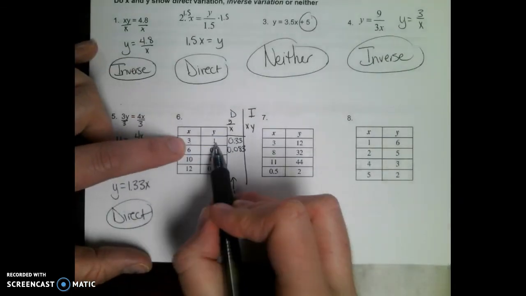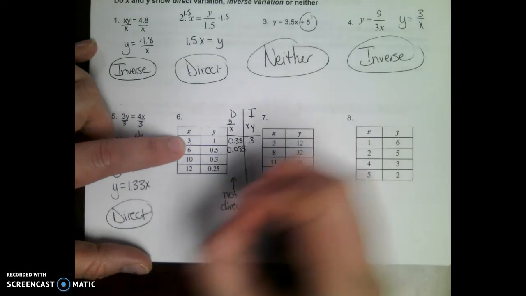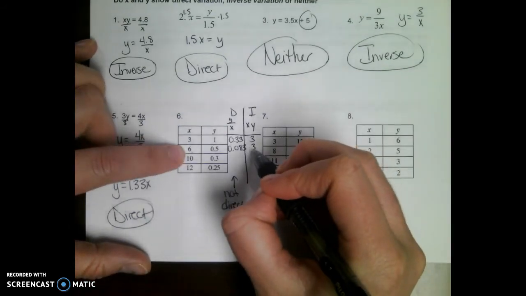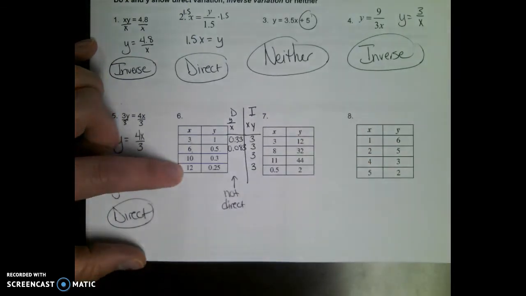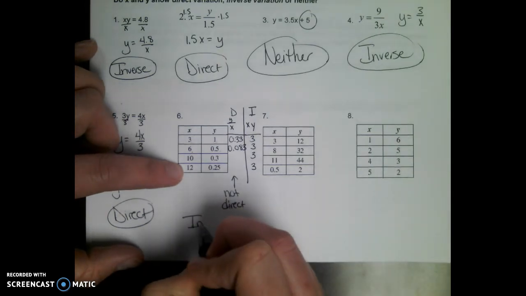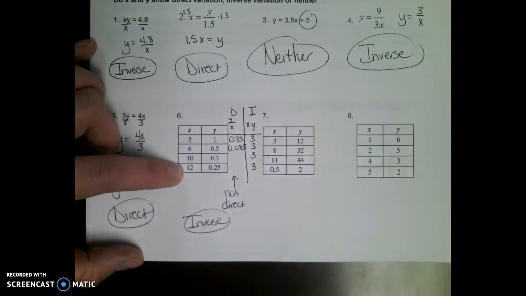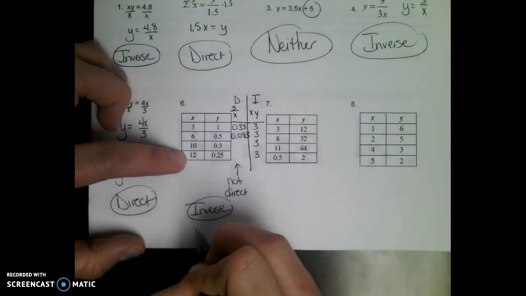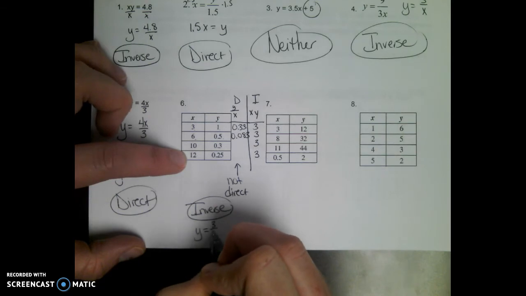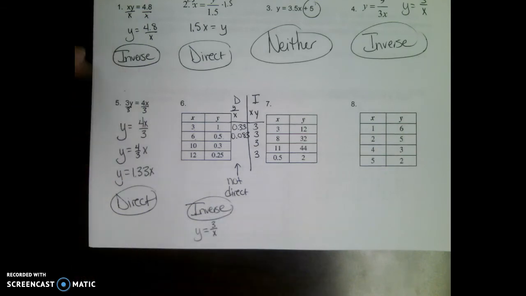So what is 3 times 1? What is 6 times 0.5? How about 10 times 0.3? How about 12 times 0.25? That means this table shows inverse variation. You could go a step further and say, we just figured out that that k value is 3, so this equation would be y equals 3 divided by x. You don't have to do that last step, but that kind of helps you to see what the role of that 3 is in the equation.